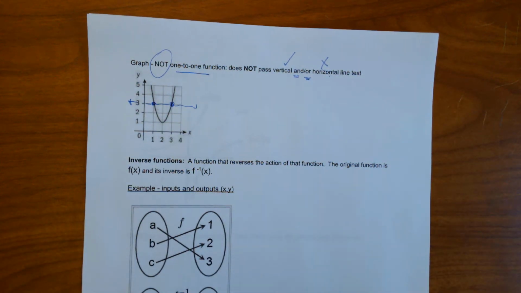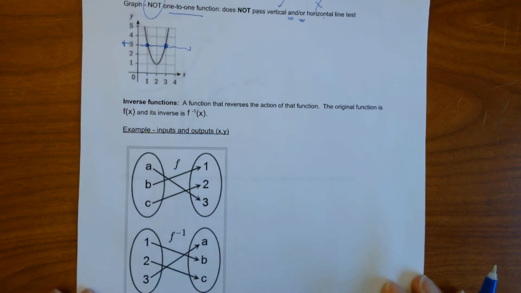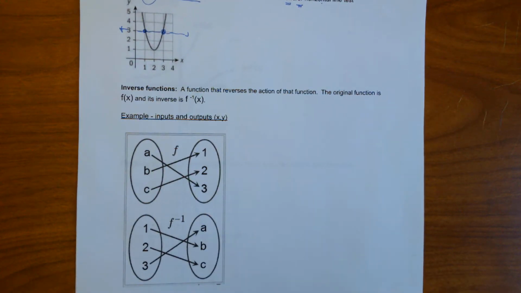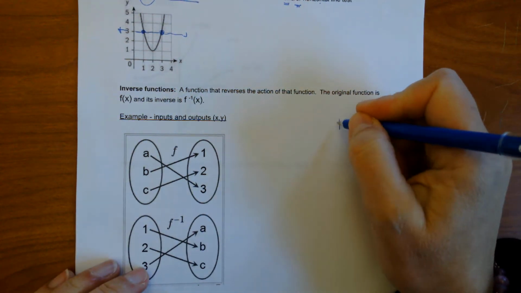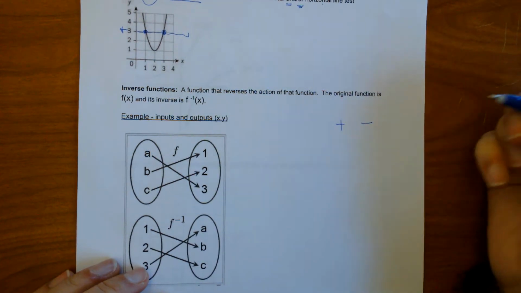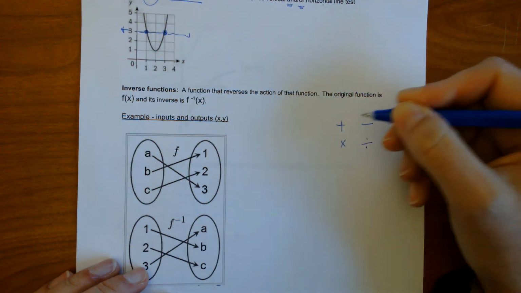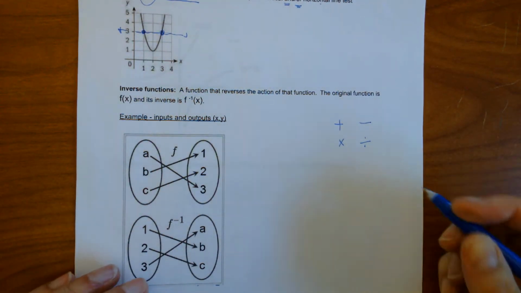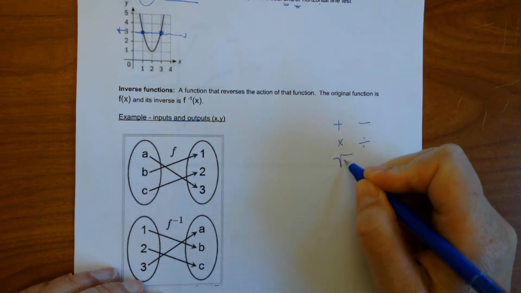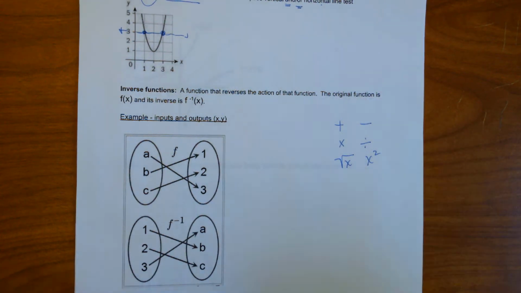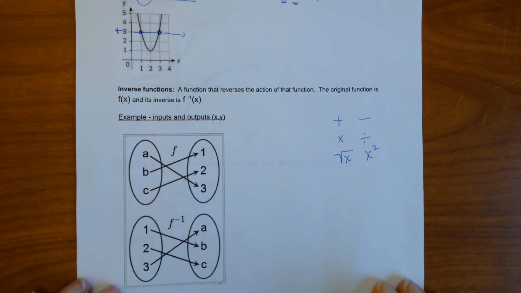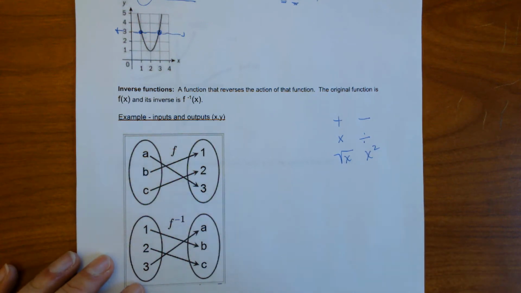All right, let's look at inverse functions. An inverse function is a function that reverses the action of that function. So if we think about addition, what's the inverse? Subtraction, right? They undo each other. Multiplication, division, and division, multiplication, subtraction, addition. They undo. Taking a square root of x and doing x squared. Those are inverses. Inverses are also taking inputs and outputs and switching them. I'm going to show you that in 1 second.